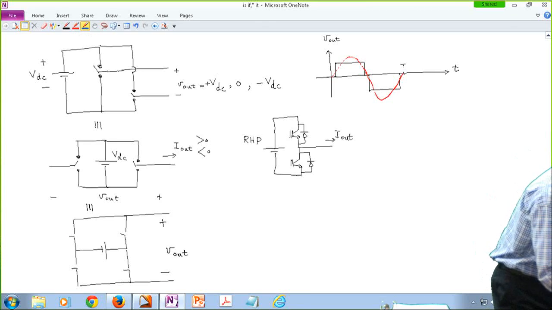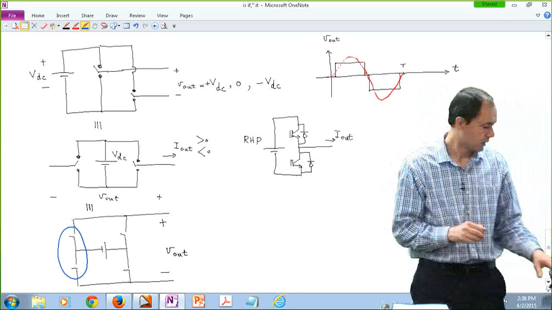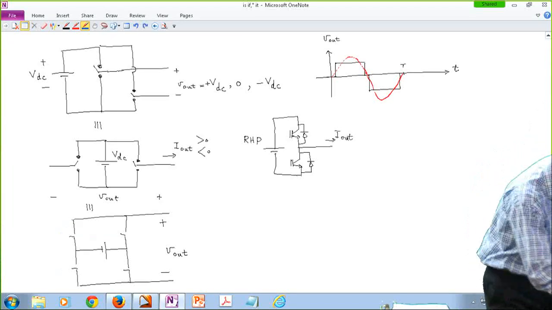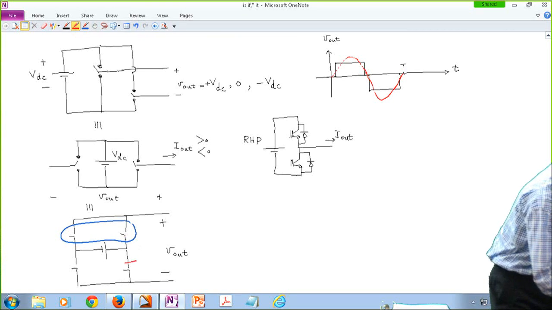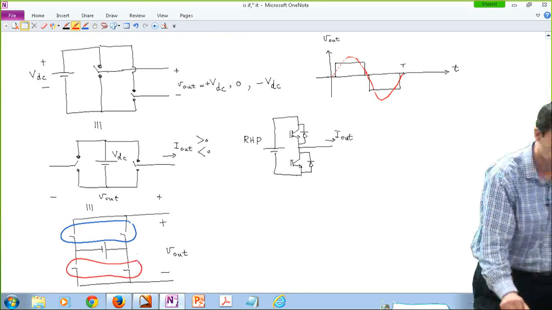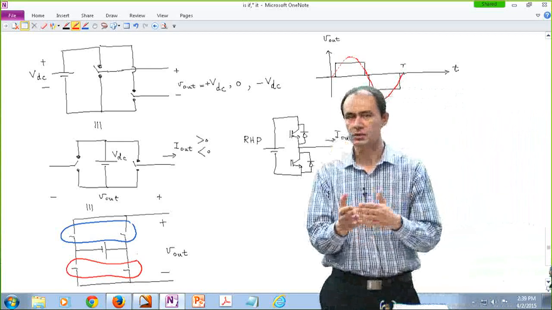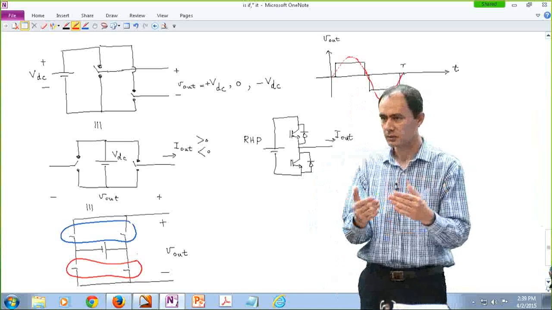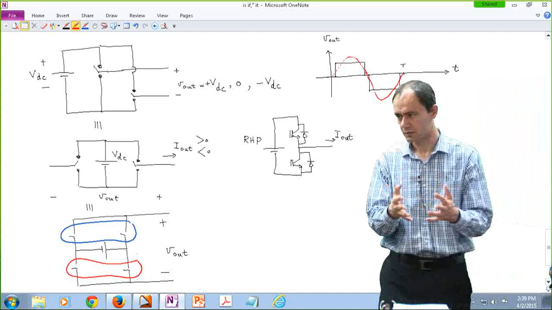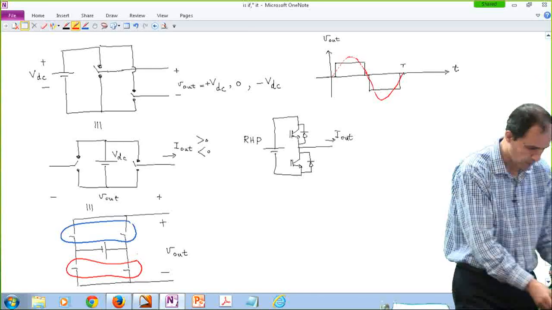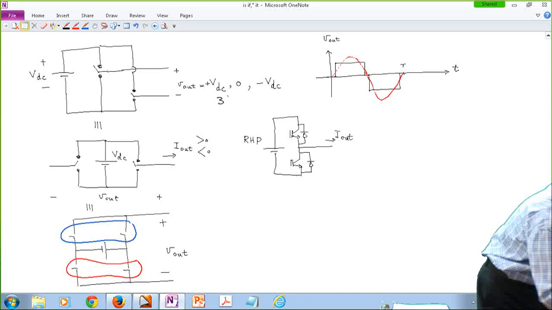over here, these two switches are not complementary switches, okay? These two are complementary switches. And these two as well. So the ones that I've drawn like a contour around are complementary switches, meaning that they are forming a single pole double throw switch, meaning that at any given time one of them is on, the other one is off. And also let me write over here, we can generate three levels.